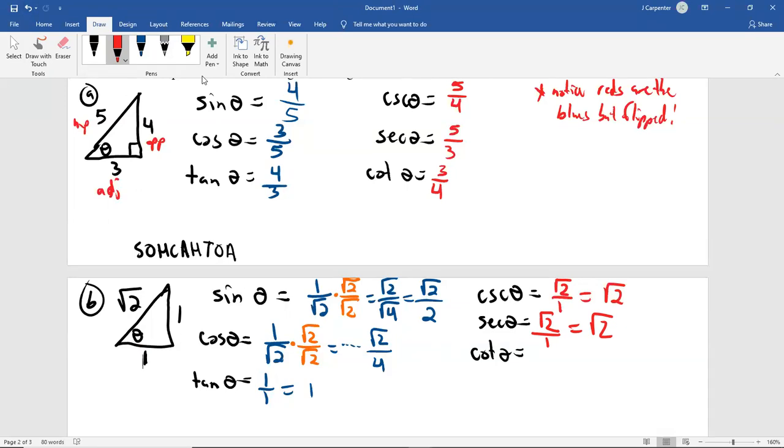Cotangent. So TOA, that was opposite over adjacent. Cotangent's adjacent over opposite. Adjacent 1, opposite 1. That 1 over 1 is still a 1.